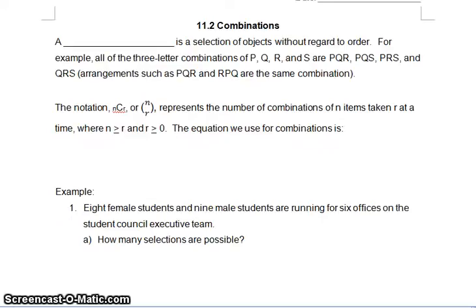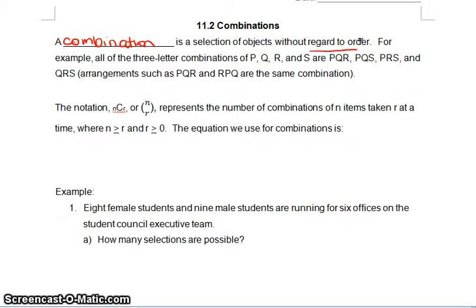Alright, so today we are dealing with section 11.2, which is combinations. Combinations are very similar to permutations, so it's very important not to get them confused. A combination is a selection of objects without regard to order. That's an important distinction from permutations: with permutations, order does matter, but with combinations, it's a selection of objects without regard to order.